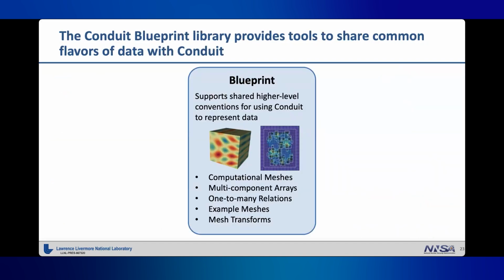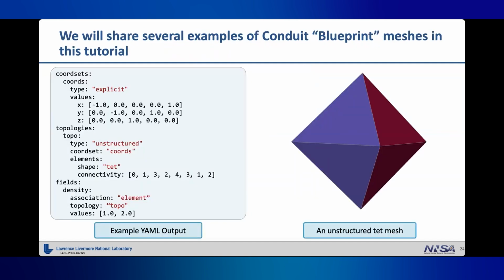So the blueprint library within Conduit helps us do this data sharing and helps us establish these shared conventions. The primary thing you'll be learning about are meshes, right, and simulation meshes. Another important aspect of this is that this library comes with ways to validate those, and it also comes with examples for all the different things that the interface supports. So you're going to get several examples of these as we go through this. But this is a very simple example here of an unstructured mesh with two tetrahedra, just to give you an idea.